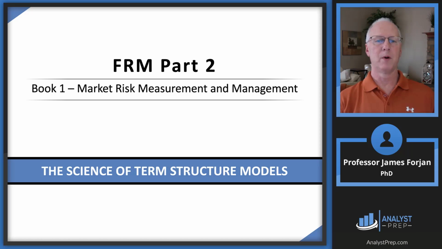This is FRM Part 2, Book 1, Market Risk Measurement and Management, and the chapter on the science of term structure models. As you know, in financial research, we're always trying to figure out what is the best interest rate to use to value some kind of a security. And virtually all of the term structure models present a way to either identify or to compute or to measure some interest rate so that we can discount future cash flows back to the present.